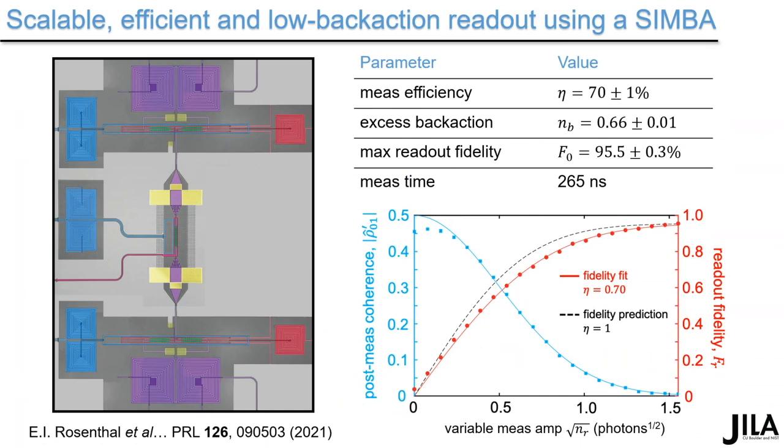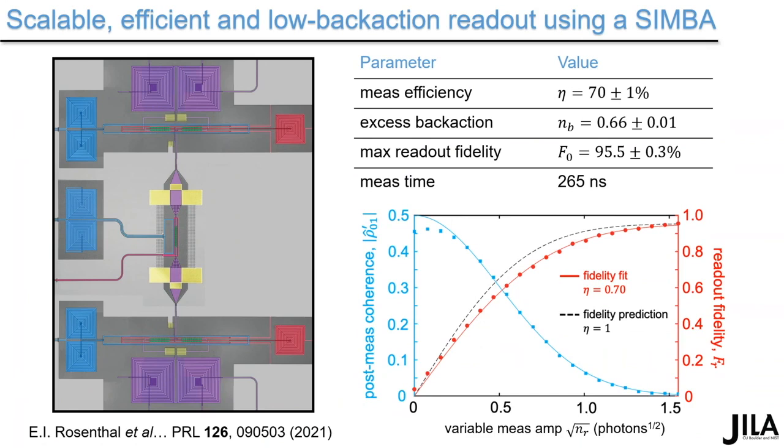I believe the 70% is the efficiency of the amplifier times the efficiency of the loss. We think the efficiency of the amplifier is essentially one, and most of the reduction in the efficiency comes from loss. For a phase-preserving amplifier, there's that factor of 1/2 in there, in this definition.